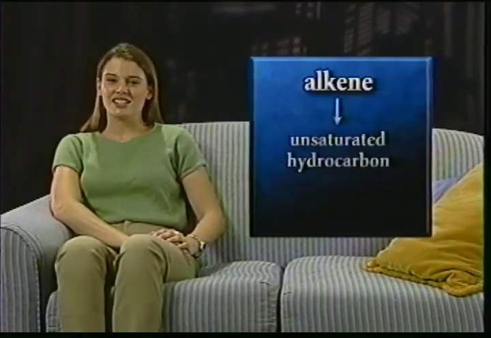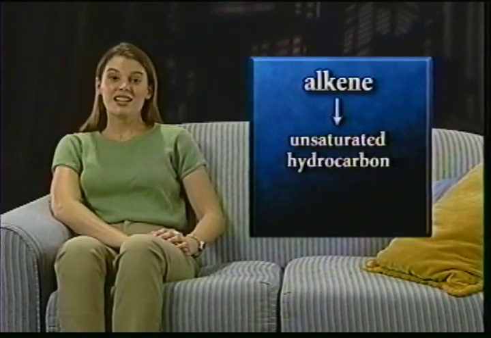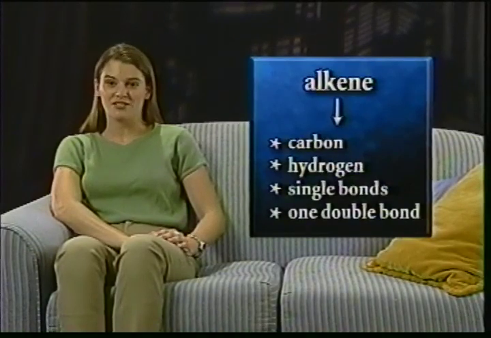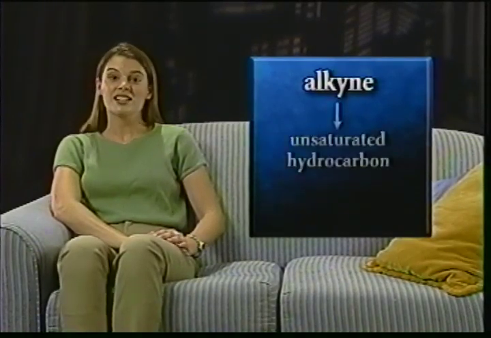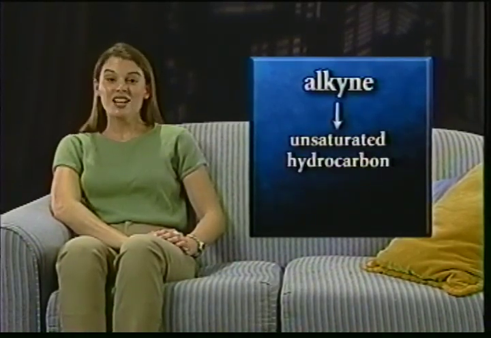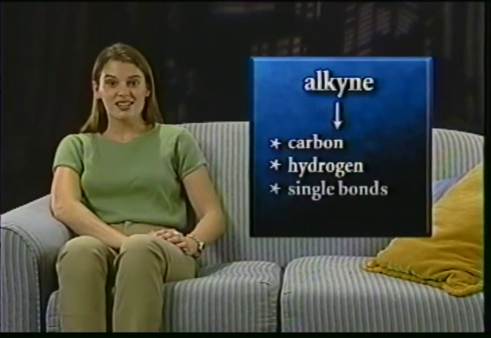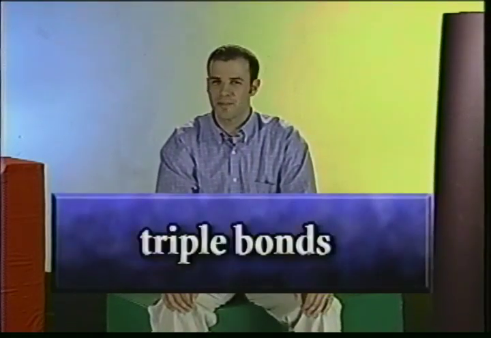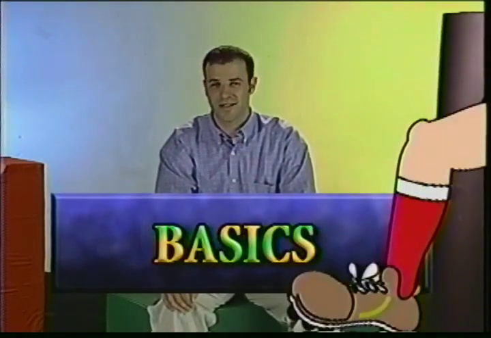All right. As we know by now, an alkene is an unsaturated hydrocarbon containing carbon, hydrogen, single bonds, and at least one double bond functional group. An alkyne is an unsaturated hydrocarbon containing carbon, hydrogen, single bonds, and at least one triple bond functional group. The general chemical formula for a simple alkyne is CnH2n-2. We'll talk more about triple bonds in a second. Let's get the basics out of the way first.